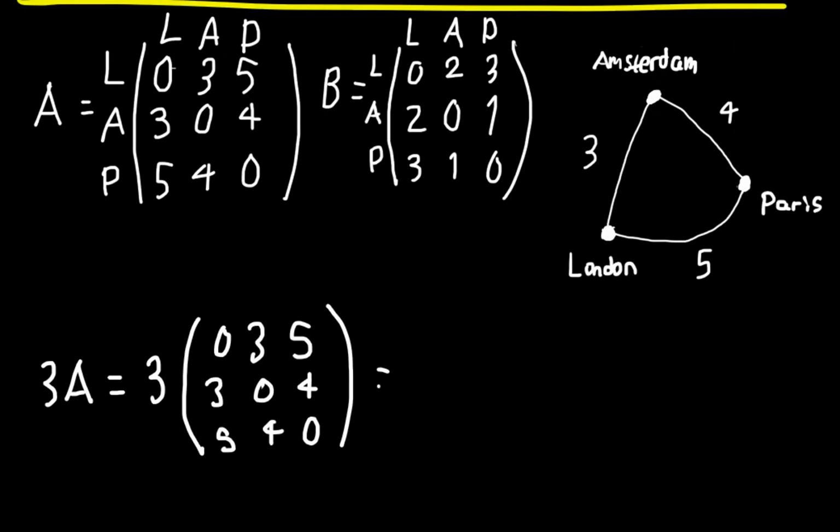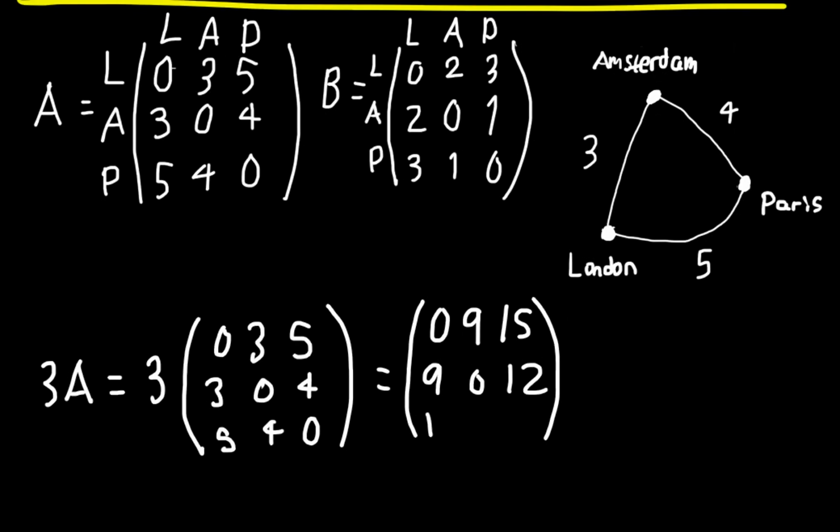And to find the product of a scalar and the matrix, all we have to do is multiply each individual element by the scalar. So what's 3 times 0? 0. 3 times 3 is 9. 15, and then we just respectively go along with all of these. 15, 12, and 0. So that's the amount of flights offered with the new planes installed. And that's about it, really.